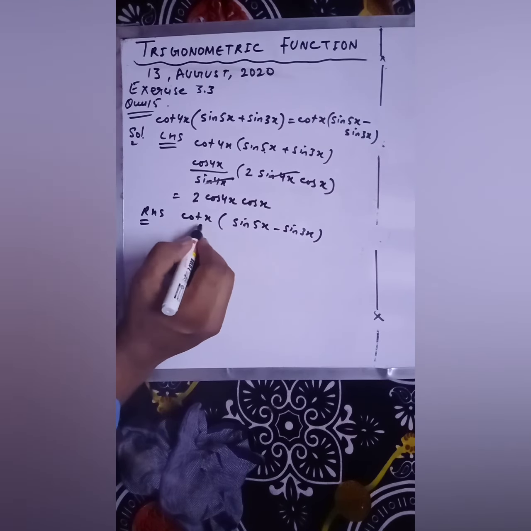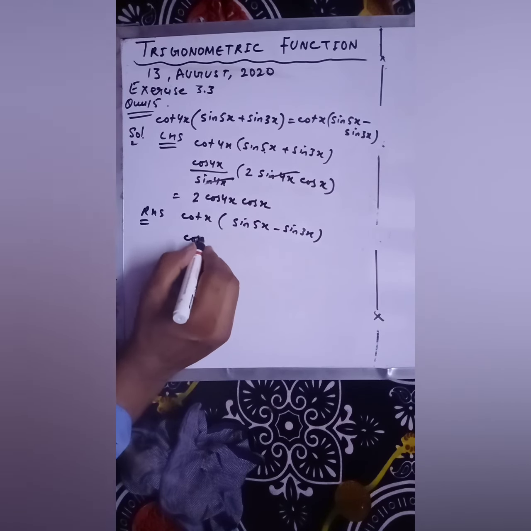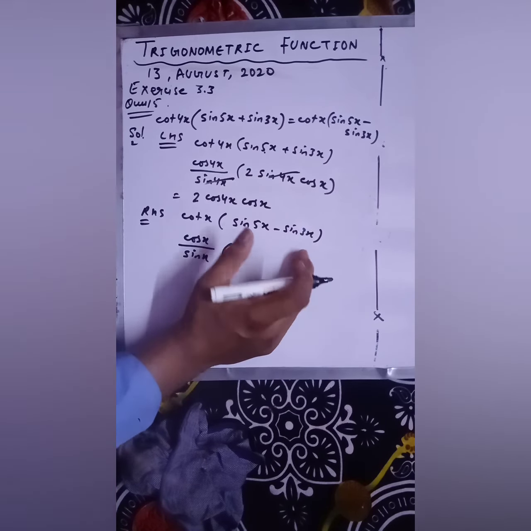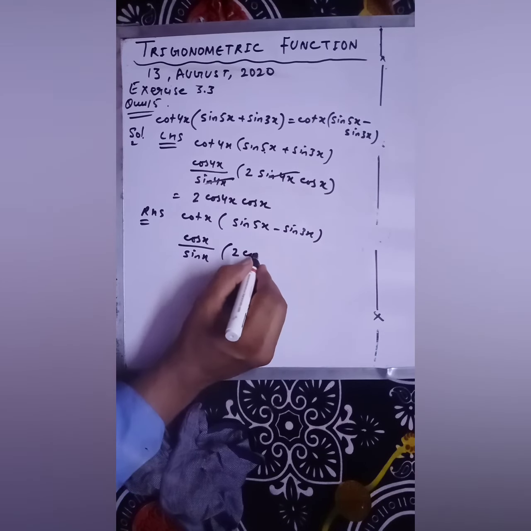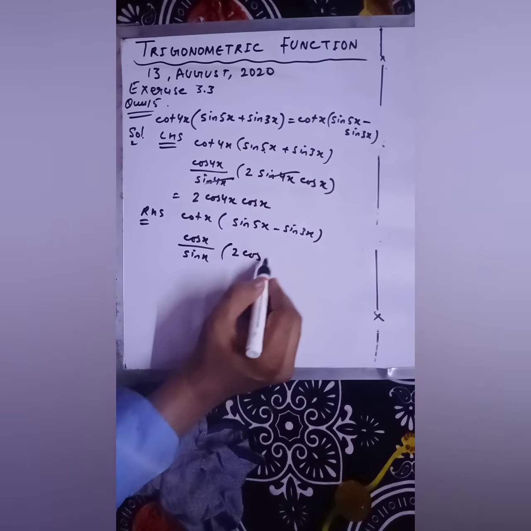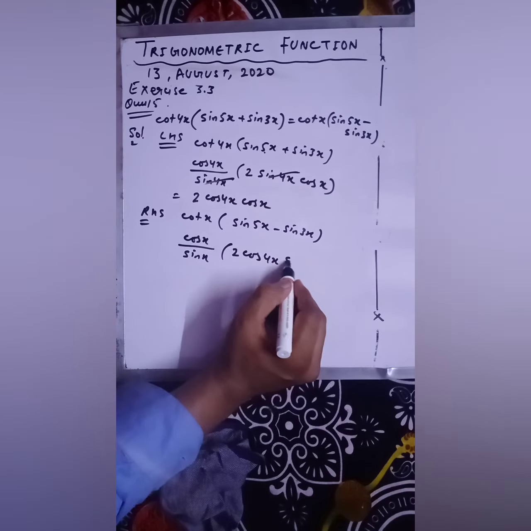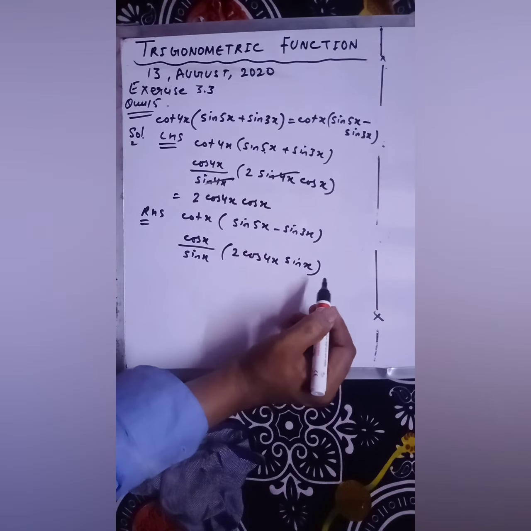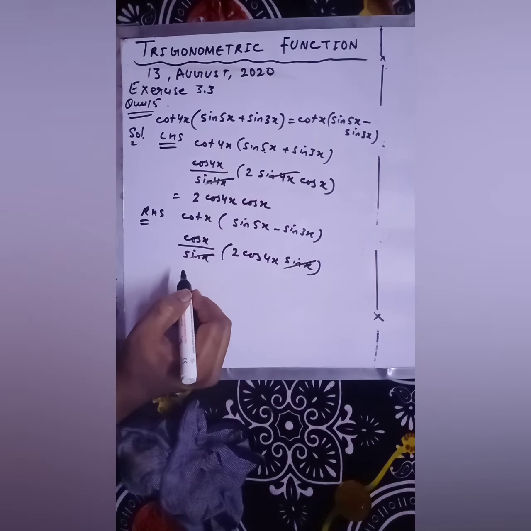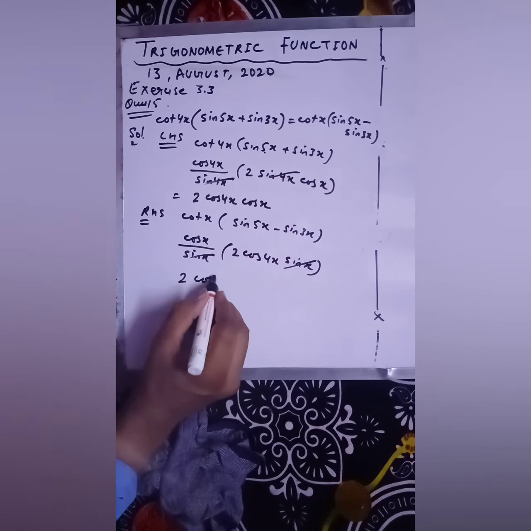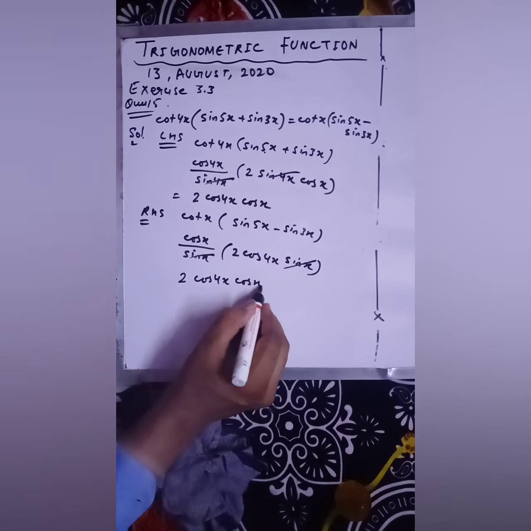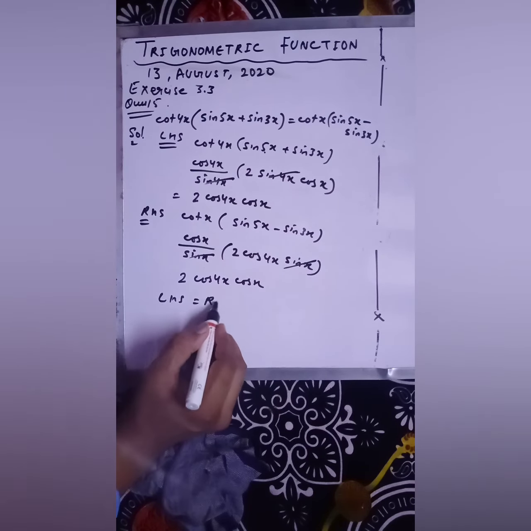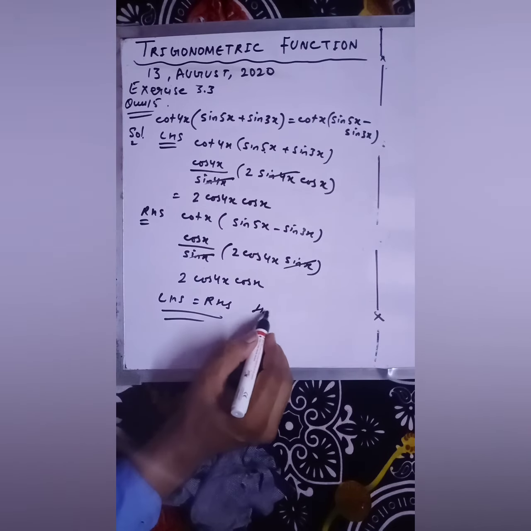Okay, so this is your right hand side. In place of cot x, I'm writing cos x over sin x, and here you have to apply the formula. The formula is 2 cos (this plus this) upon 2, that would be 4x, and then sin (this minus this) upon 2, that would be x. So sin and sin will cancel out, and you will get 2 cos 4x cos x. As you can see, your LHS is equal to RHS, hence proved.